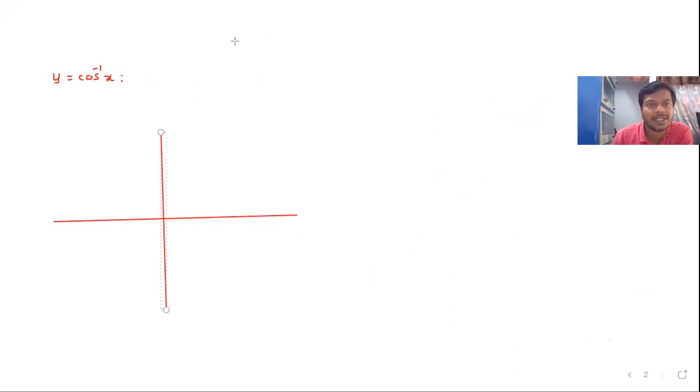Next we will discuss the graph of y equals cos inverse of x. Before going to discuss the graph of cos inverse of x, let us see the graph of cos x first, and then we go for its inverse. We know that the graph of cos x is also a wavy curve like this, right? This is y equals cos x. It is defined for all x belonging to R, and its range is from -1 to 1.